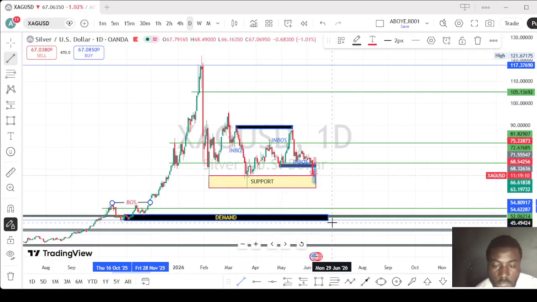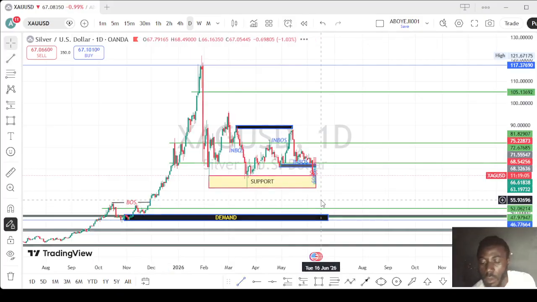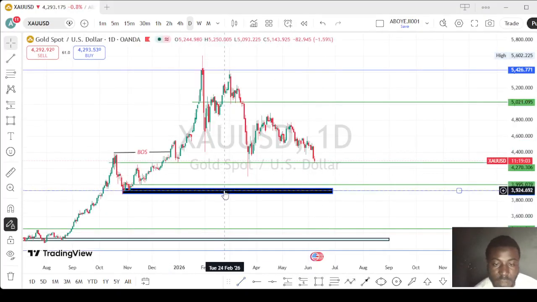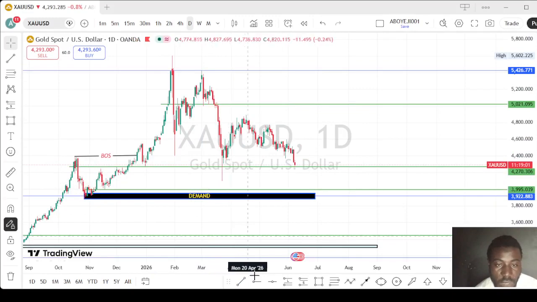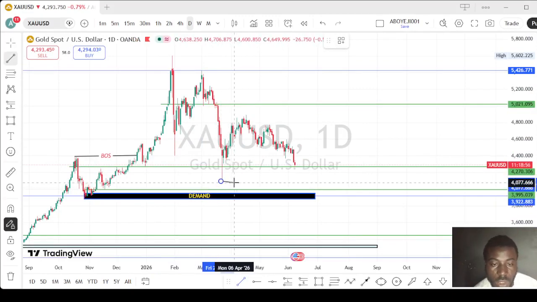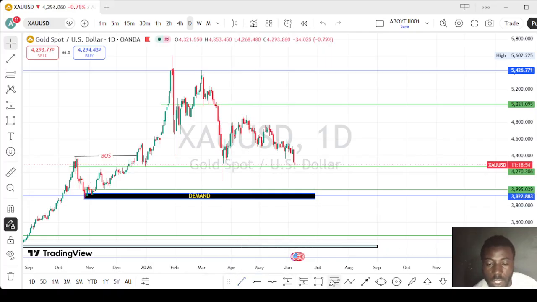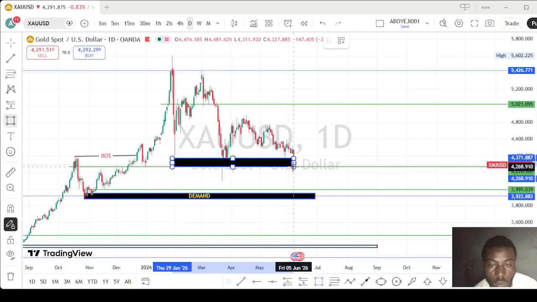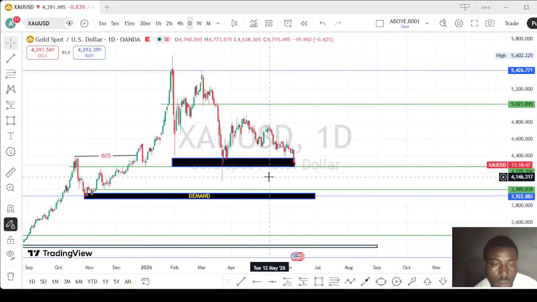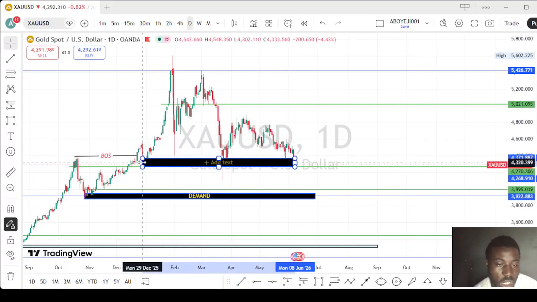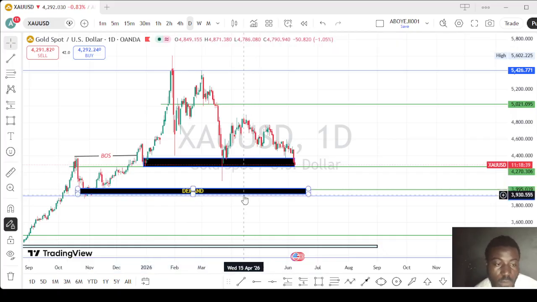So let's see what the market is doing. Let's move back to gold. This is our demand here, and this will serve as liquidity because it does not break the structure. Seriously, this serves as liquidity, but this liquidity serves as what? Serves as support also. You can see it serves as support also.